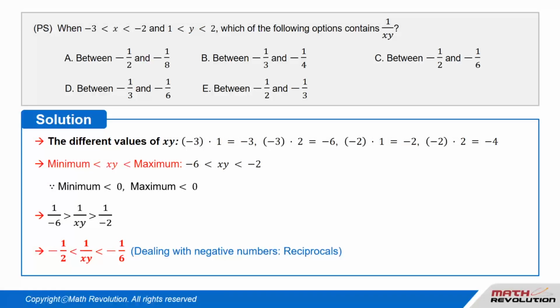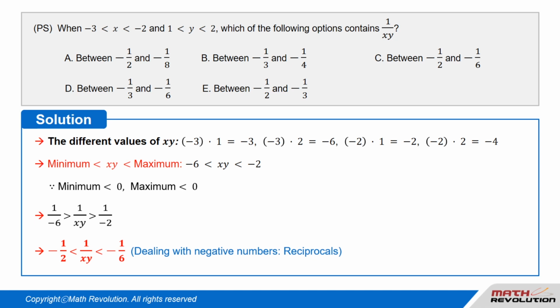Since both minimum and maximum are negative, we get 1 over -6 is greater than 1 over x times y, which is greater than 1 over -2. Or 1 over x times y is between -1 over 2 and -1 over 6 by the negative numbers.